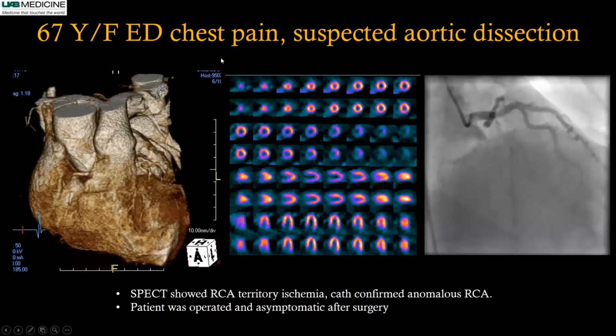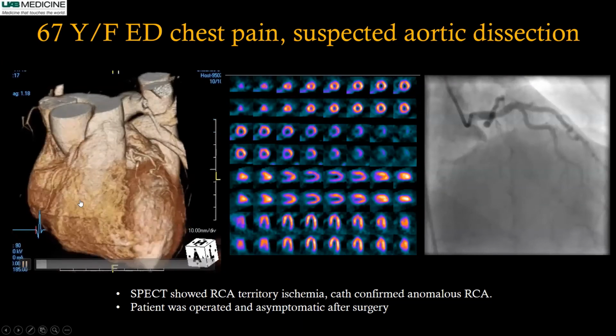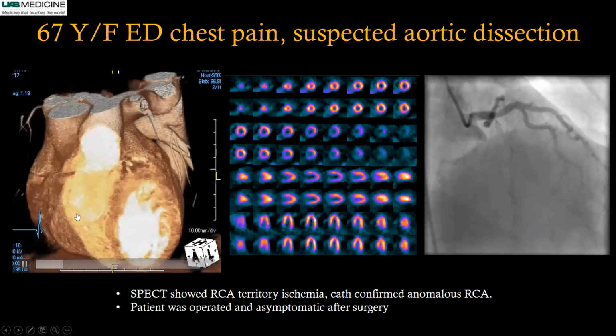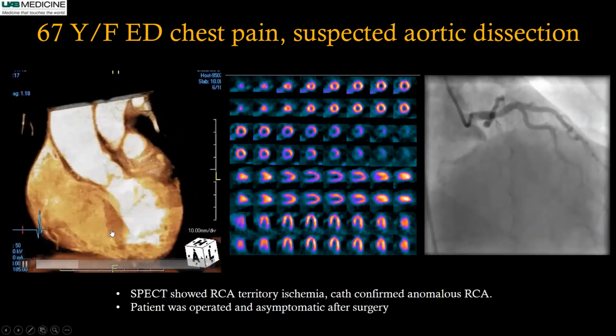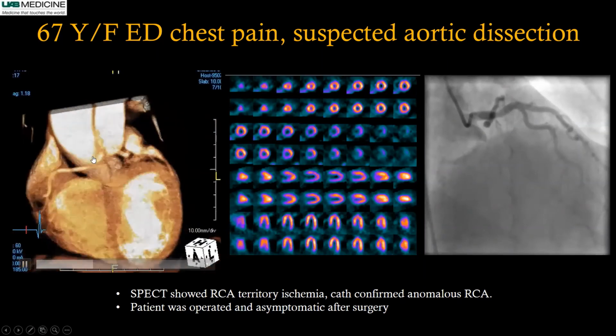Now, sometimes there can be other causes of chest pain. A 67-year-old female came to the ED with chest pain, and of course, aortic dissection was clinically suspected. We do a retrospective gated study, and heart rate is not controlled. You can see this band artifact. This is a cardiac motion related artifact, but this doesn't matter for the aorta.